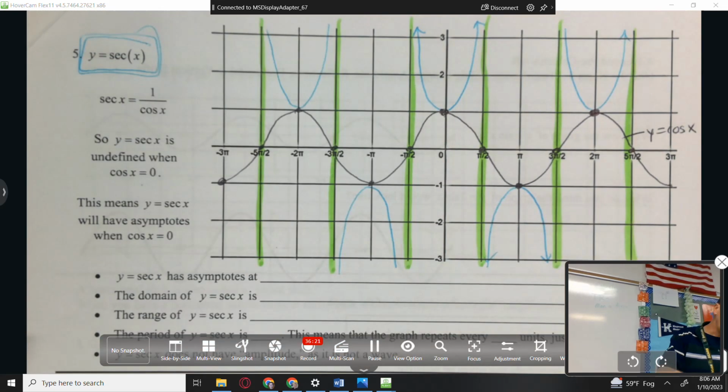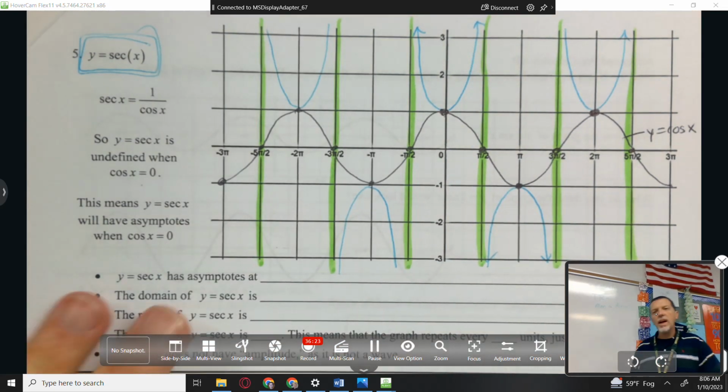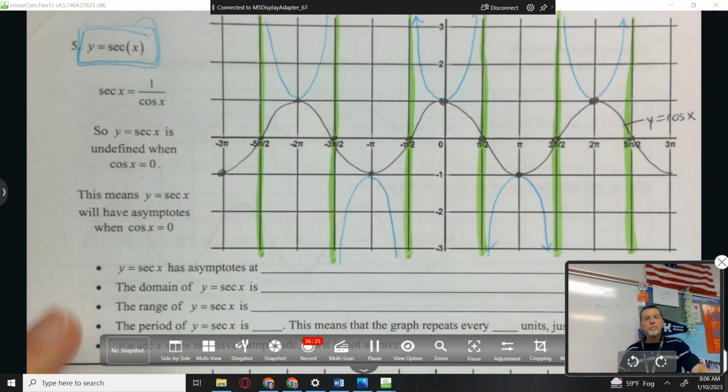So my secant is in blue, and my cosine's in black. That's always how we graph secant, though. You don't really graph secant. You graph cosine, and then do the asymptotes and the u's.